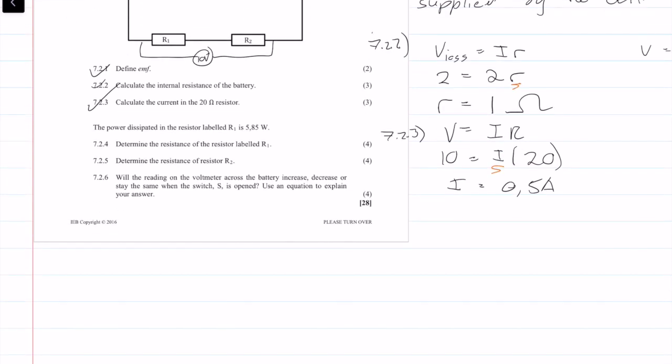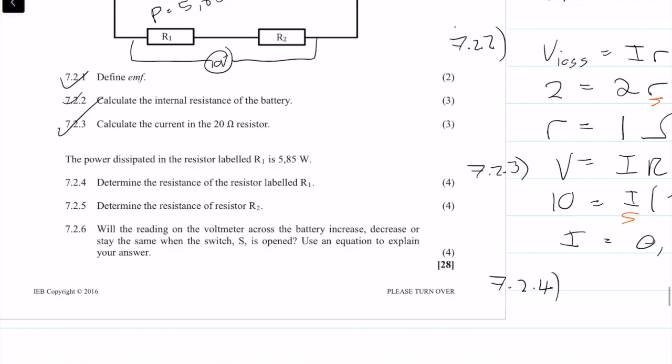Question 7.2.4. The power dissipated by a resistor labeled R1 is 5.85 watts. Determine the resistance of the resistor labeled R1. So find R1 basically.